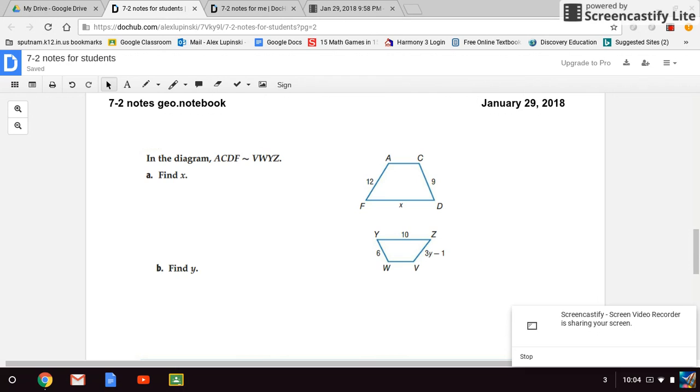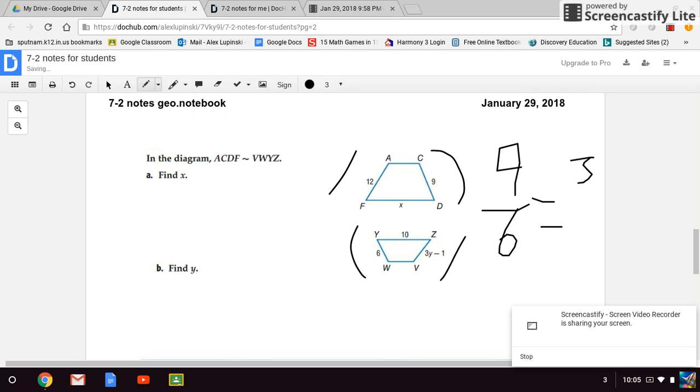We have two diagrams. ACDF is similar to VWYZ. We have to find x. To find x, we have to figure out the scale factor. You would think that AF would correspond to YW, but AF are the first and last parts, while VZ are the first and last parts in the other one, so that wouldn't work. So you actually have to do CD, the middle two parts, proportional to YW. So you would have 9 over 6, reduced to 3 over 2.